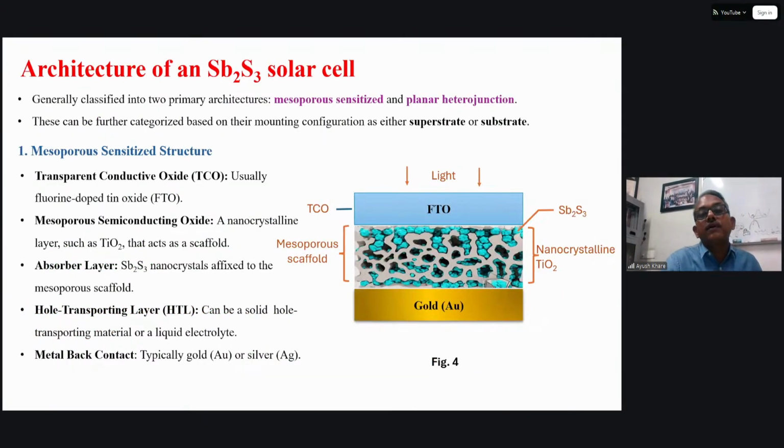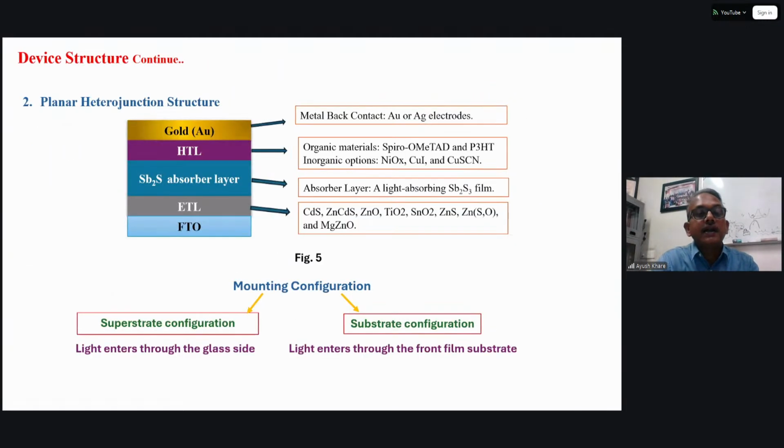So if we go for the architecture of these cells, it can be of two types: mesoporous sensitized and planar heterojunction. Mesoporous means a non-standard or unstructured configuration; this is called the mesoporous sensitized structure. And these cells are also of two types: one is called the superstrate structure and the other is the substrate structure. In the superstrate configuration, light enters from the film side, as you can see in the next slide. At the bottom, light enters through the glass slide. If the light enters through the film substrate, then it is the substrate configuration. So both can be used.